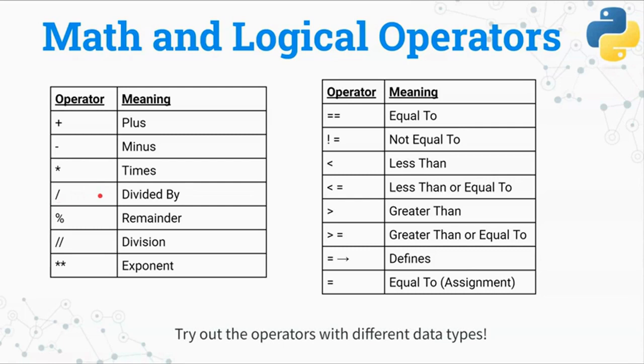Then it also has something called remainder, or modulus. This is basically like 3 divided by 2. Does anyone know what the remainder of 3 divided by 2 is?